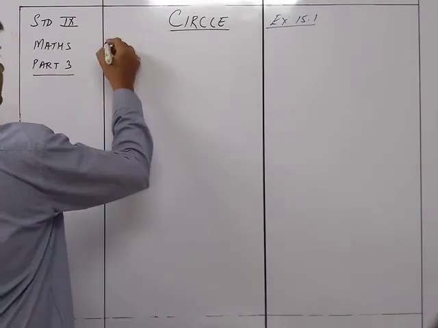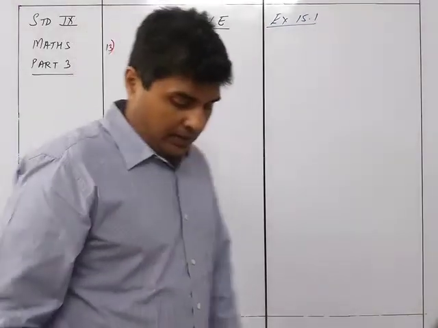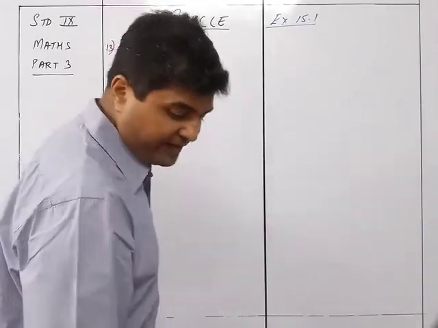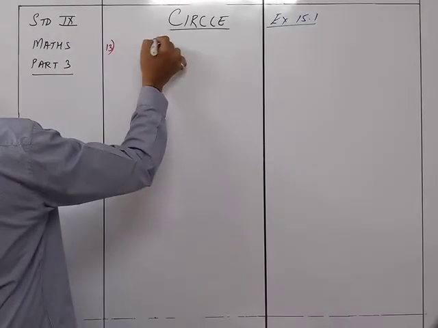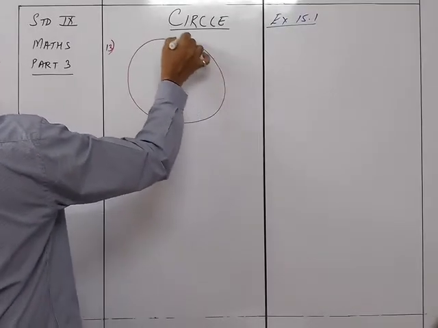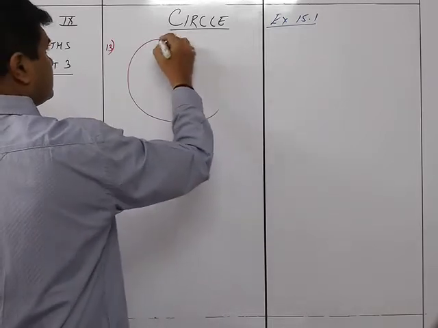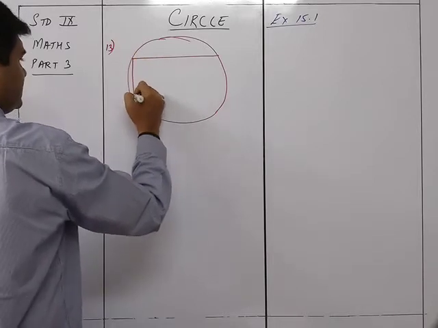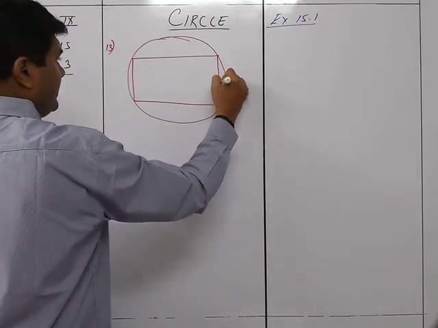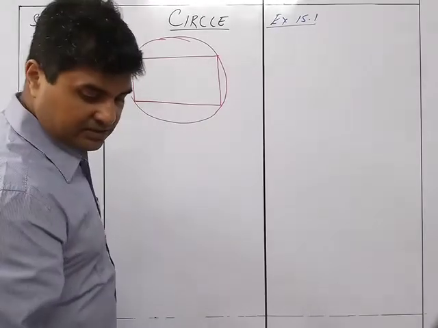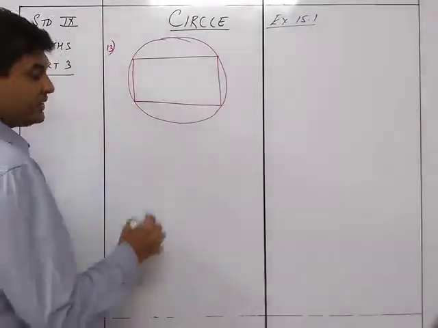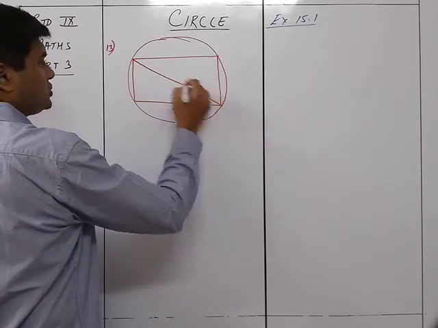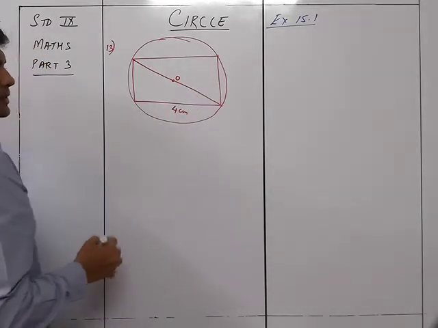Okay, question number 13 for you now. A rectangle with one side length 4 cm is inscribed in a circle of diameter 5 cm. So yeah, it's a simple sum again. You draw a rectangle like this, and you know that the diameter is given as 5 centimeters. The length is 4 centimeters, so this is 4 centimeters.